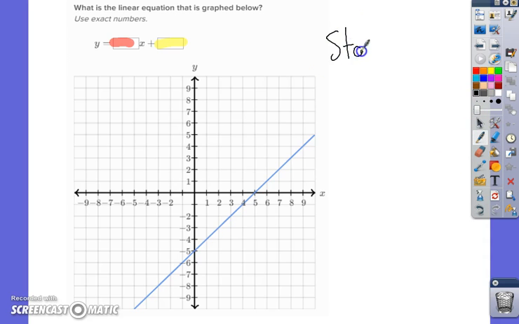So I need to know where does the line start, and then I also need to know what the slope is. It's important that you keep those two ideas separate in your brain. That's the hardest thing about this, is that these two things are separate, different things. So first I'm going to figure out where the line starts. When I say start, I mean on the y-axis.